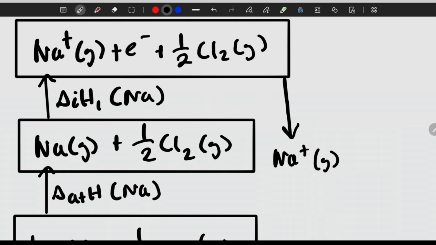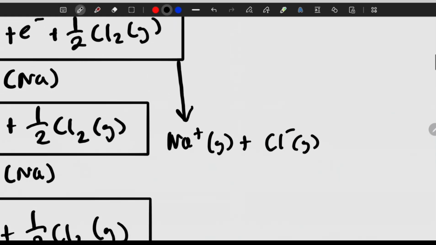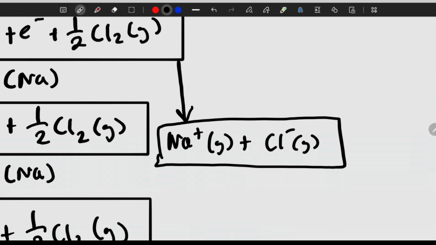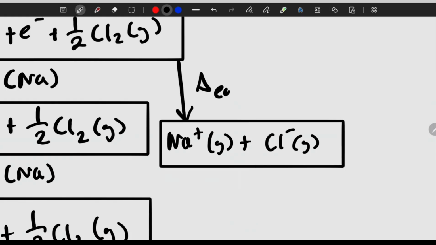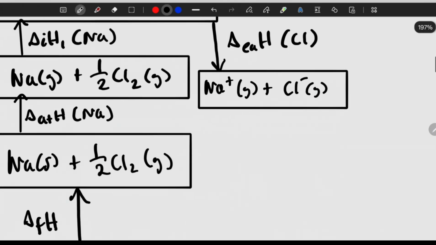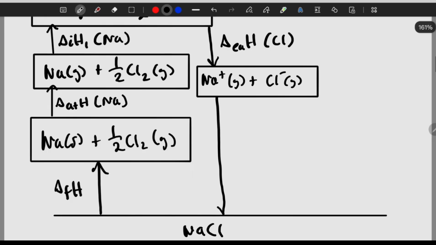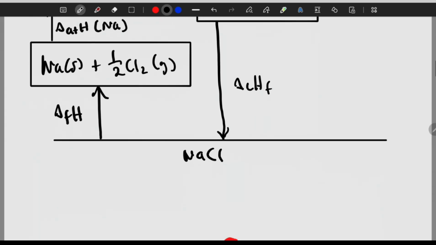So we have our sodium ion there, plus 1 mononegative chloride ion using the first electron affinity of chlorine. And then we have our arrow going down because we have our lattice. We have our enthalpy of lattice formation, which is this, because it's also exothermic.